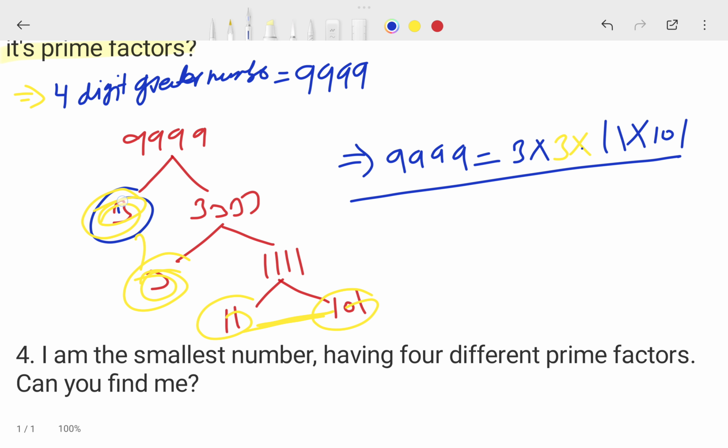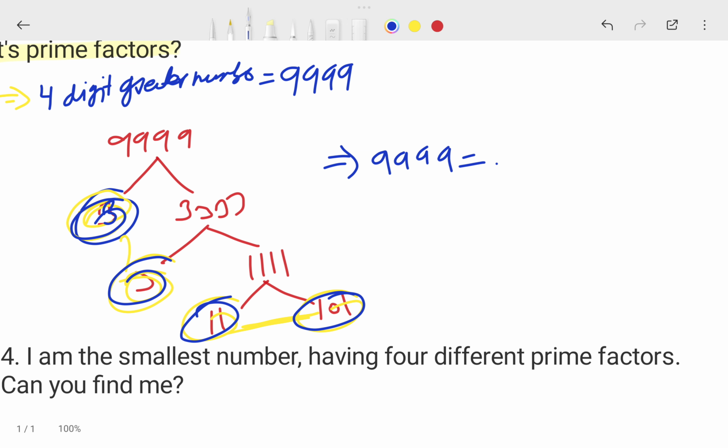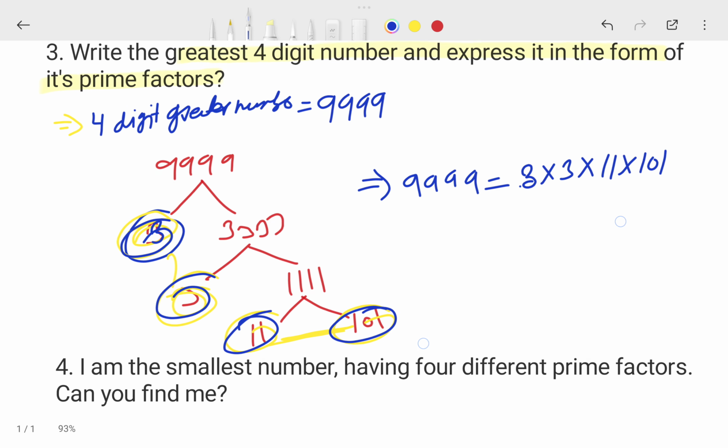Simple. 9999 divided by 3 gives 3333. Divide again by 3 and you get 1111. Then 1111 divided by 11 gives 101. How will you write it? Simple. 9999 means 3, 3, 11, 101. Is it clear? I will write it clearly because it is not in the proper manner. So let's write it: 3 cross 3 cross 11 cross 101. Is it over? Does anybody have a doubt? Okay, right. If it is clear, then the third question is completed.